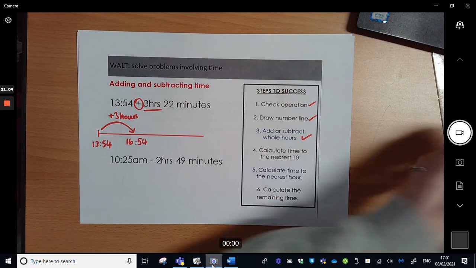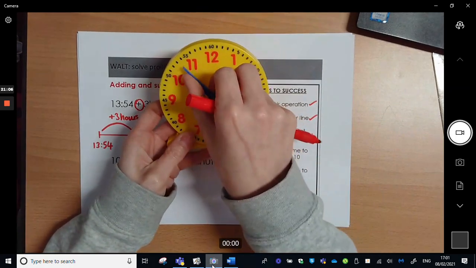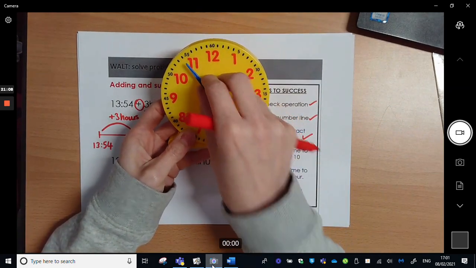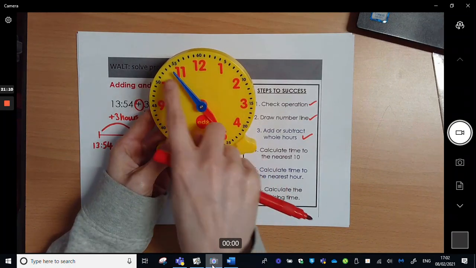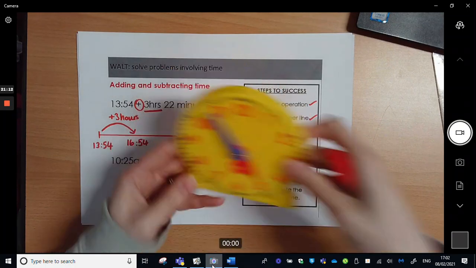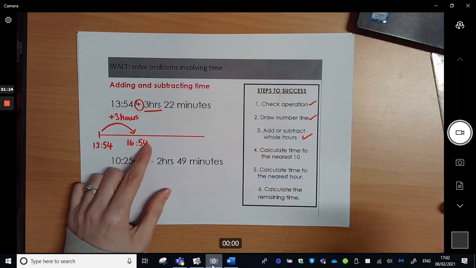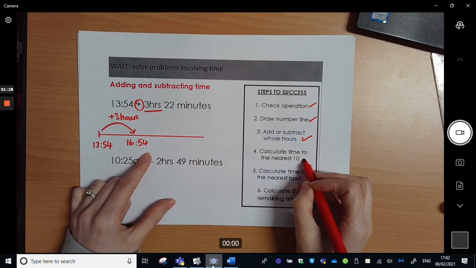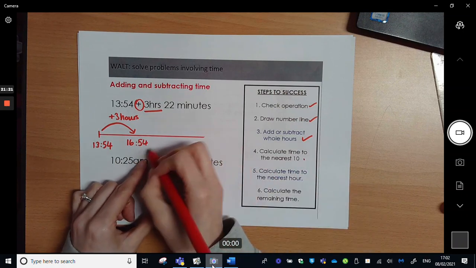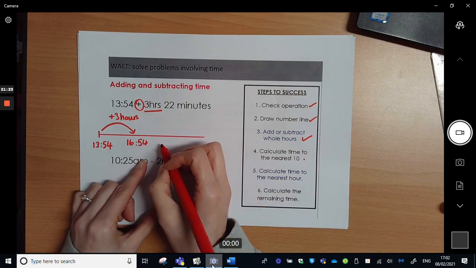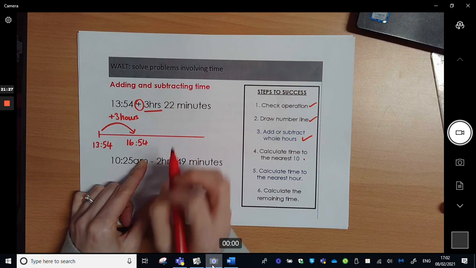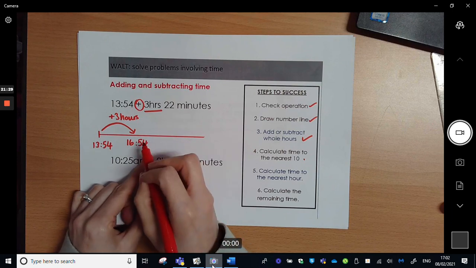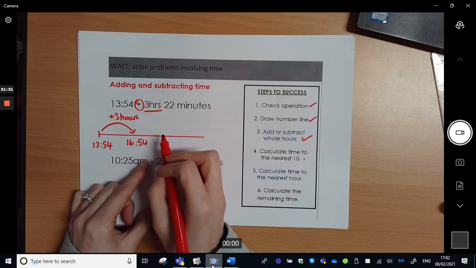So at the minute, I'm at 1654. I'm very close to it being 5 o'clock, so I know it's going to probably go past 5 o'clock. So let's just follow our steps to make sure we get it correct. So I'm going to calculate now the time to the nearest 10. So my nearest 10 to 54, the next one is actually going to be, hopefully you're saying 60, because remember the next one, if I round up, is going to be the hour.